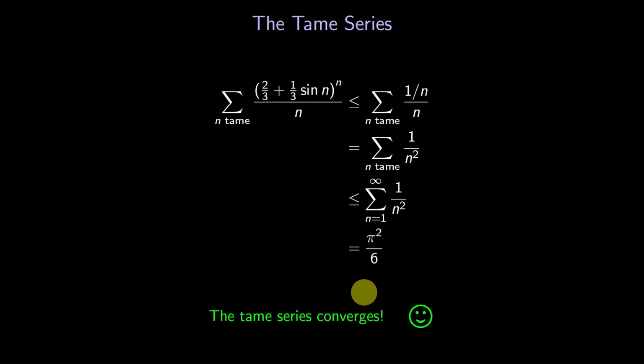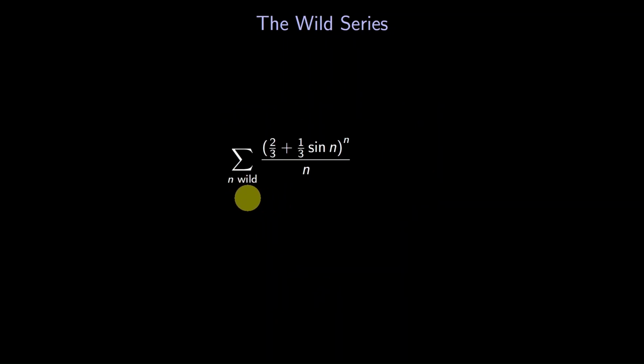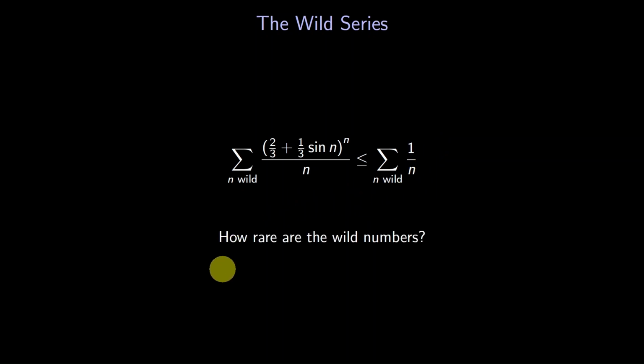Here is the wild series. We're summing over the wild numbers. For wild numbers, we have little control over the numerator. All we know is that the numerator is at most 1. Let's use that. We have to add up the reciprocals of the wild numbers. The sum depends on how rare the wild numbers are. If there are lots of wild numbers, then this sum will diverge. Otherwise, the sum will converge. So, how rare are the wild numbers?